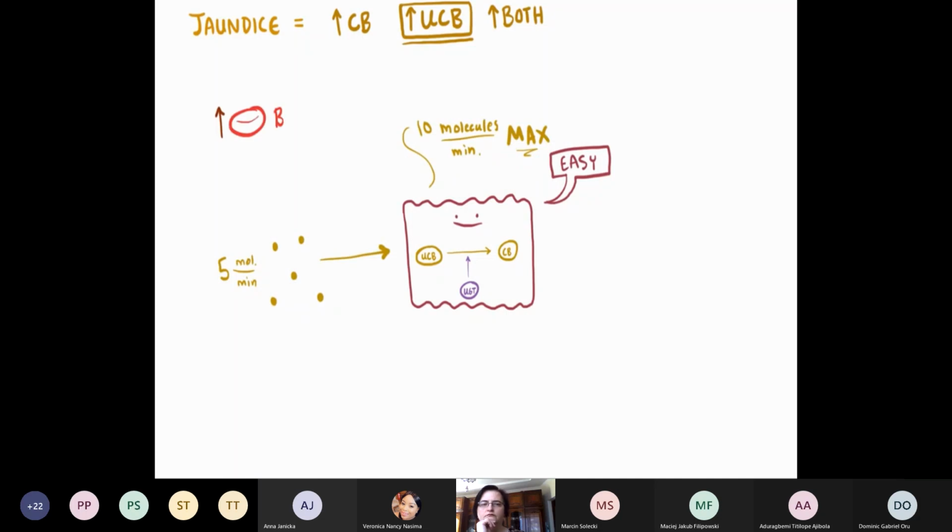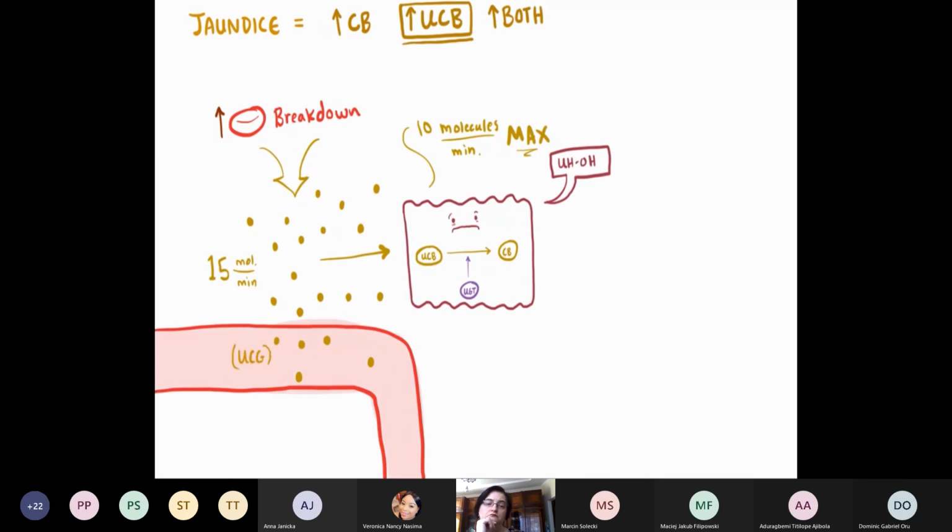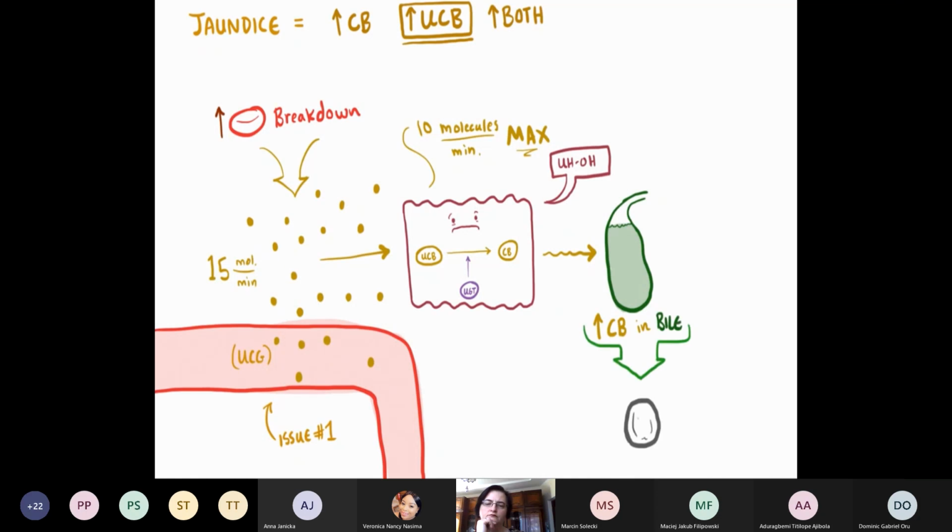If all of a sudden your body starts breaking down more red blood cells, and the unconjugated bilirubin molecules on this cell's docket jumps to 15 per minute, this liver cell cannot keep up. And that excess of 5 molecules of unconjugated bilirubin stays in the blood, right? And that's only the first issue. In addition, as the liver cells max out, now there's all this conjugated bilirubin that goes into the bile, which increases the risk for pigmented bilirubin gallstones.